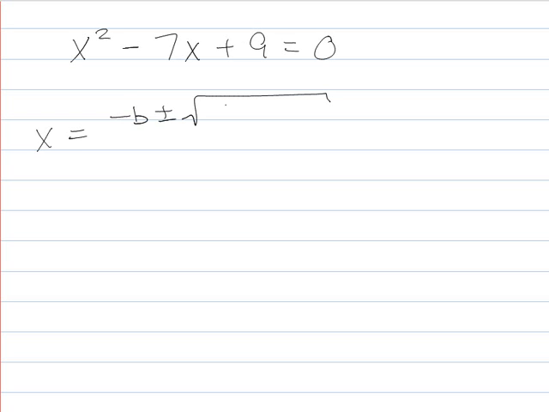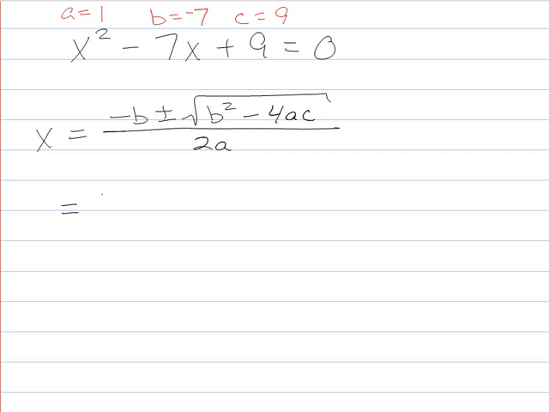Alright, say we had something more along the lines of, I don't know, x squared minus 7x plus 9 equals 0. I always want to start off by writing this out, because the more we write it out, the more likely it is we'll remember it. Negative b plus or minus the square root of b squared minus 4ac, all over 2a. a is 1, b is, check it, negative 7, c is 9.